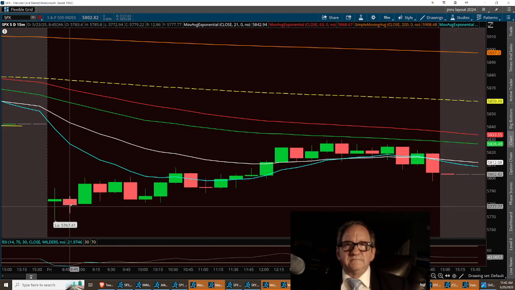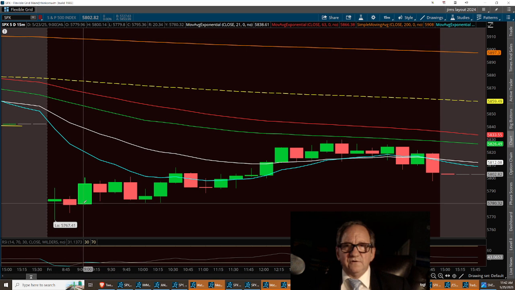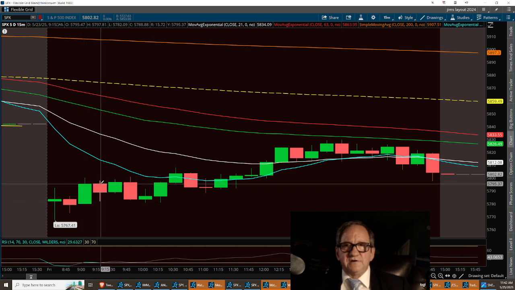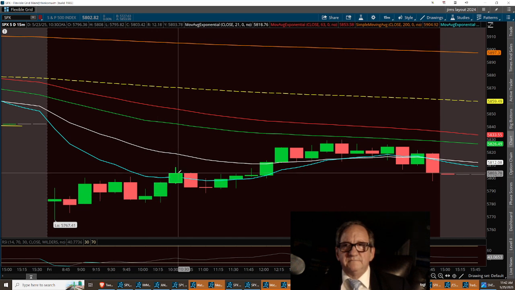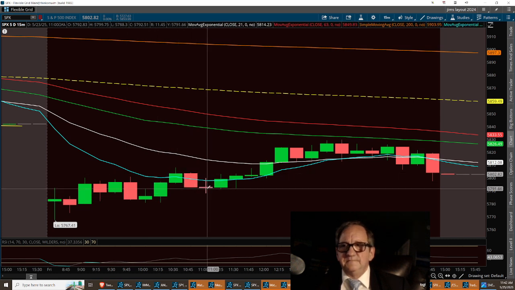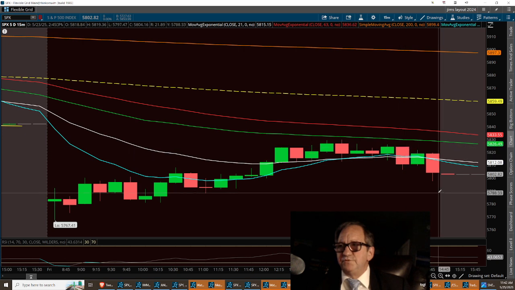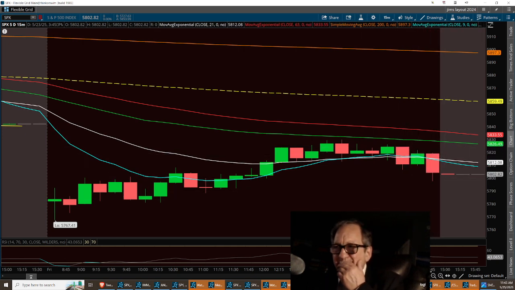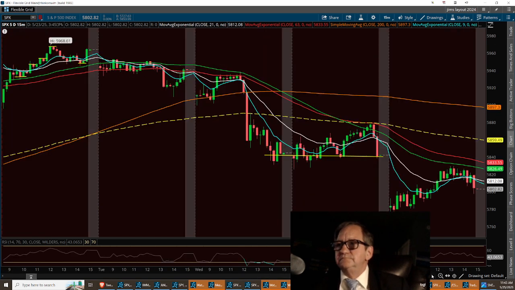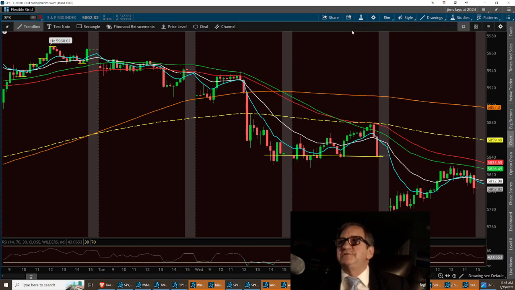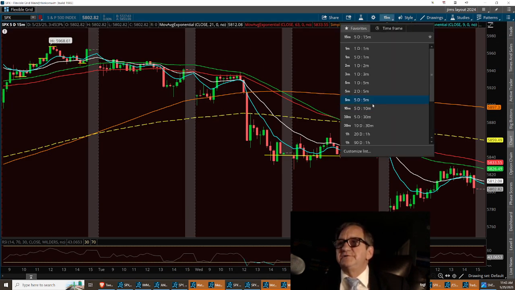Next day comes in, we have a tweezer bottom, a little bit higher low, comes up to a tweezer top, get out of the trade. Tweezer bottom, tweezer top. Tweezer bottom, tweezer top. Tweezer top, pulls back. Tweezer top, pulls back. Tweezer top, pulls back. So it's real common. Now we change this to the 5-minute time frame.